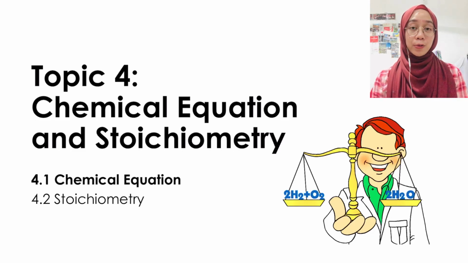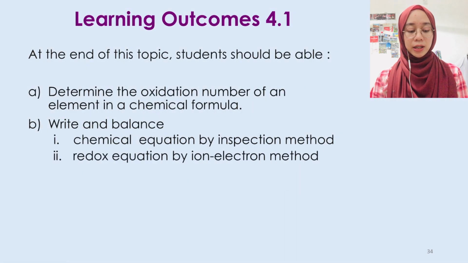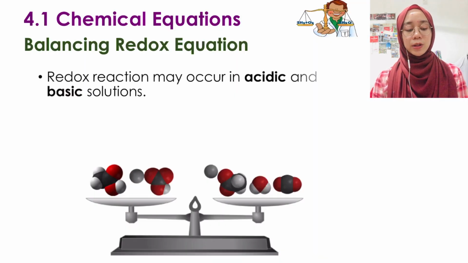So today we are going into the following part of chemical equation. Okay, so for today we are going to have a look at the redox equation by ion-electron method. For this one, it's not as simple as the previous one where you learn how to balance chemical equation by inspection method. So this one is a bit different, because dia akan involve redox reaction, reduction, oxidation. Jadi balancing redox equation.